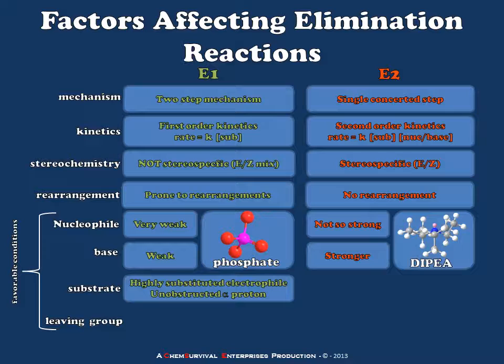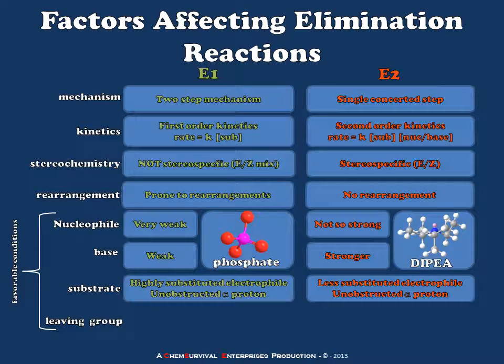From the perspective of the substrate, we expect an E1 reaction to have highly substituted electrophiles and unobstructed alpha protons. This leads to easy formation of carbocations and easy deprotonation of the alpha proton. In the case of E2, electrophiles can be less substituted because no carbocation needs to form, but we still need that unobstructed alpha proton, which can be accessed by the bulky base.